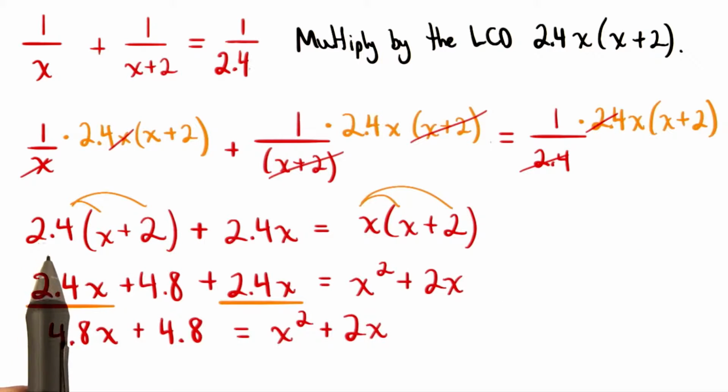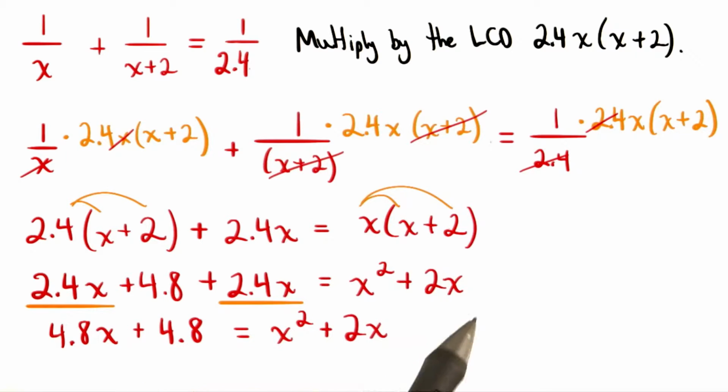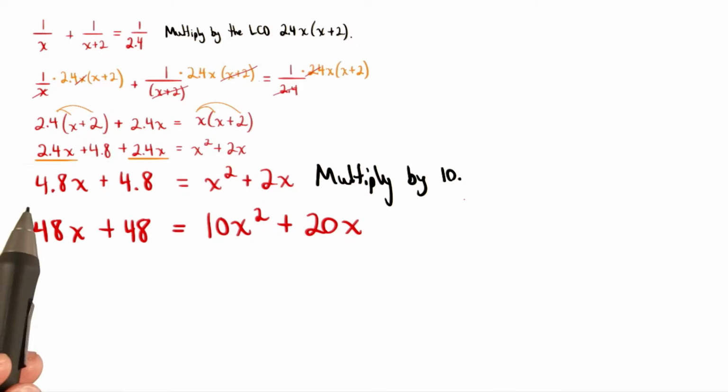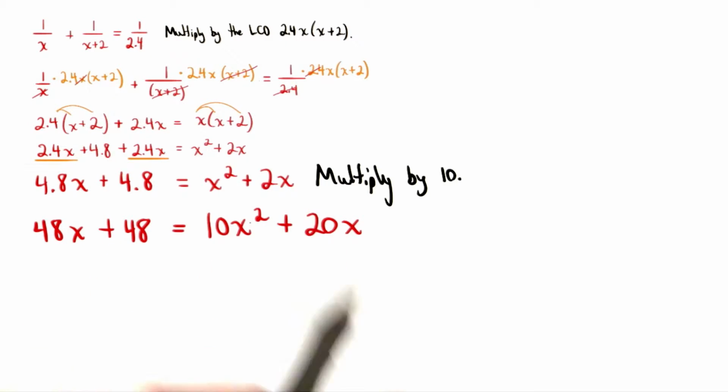We distribute 2 4/10 to get these two terms, and we distribute x to get these two terms. Next, we combine 2 4/10 x and 2 4/10 x to get 4 8/10 times x. Now, to clear these decimals, I'm going to go ahead and multiply through by a factor of 10. When we multiply through by 10, we'll get 48x, 48, 10x squared, and 20x.